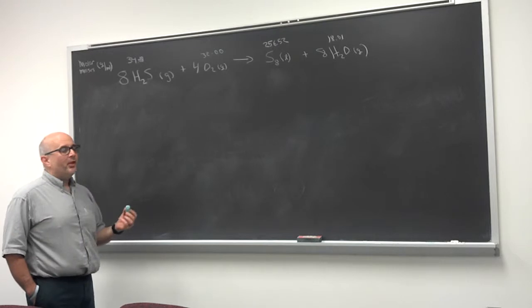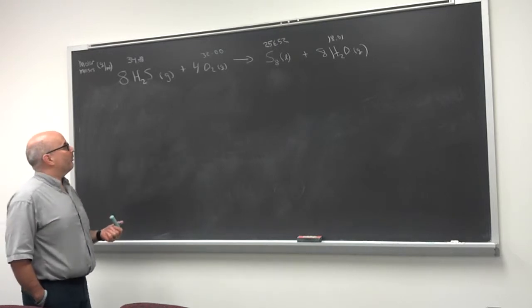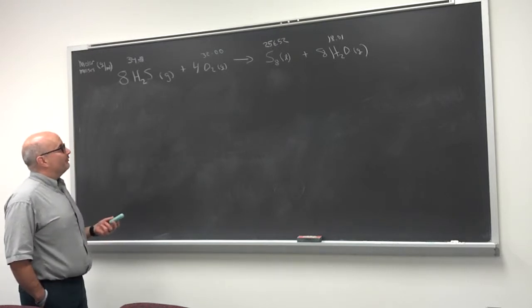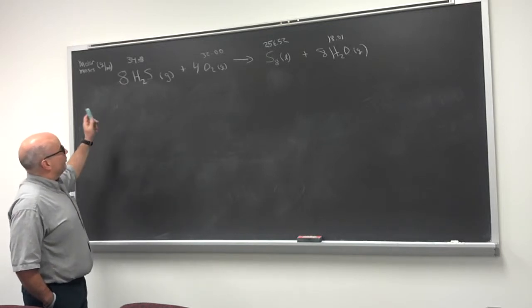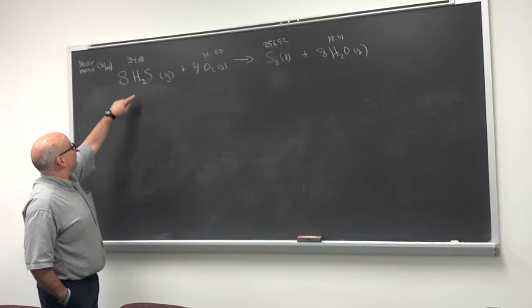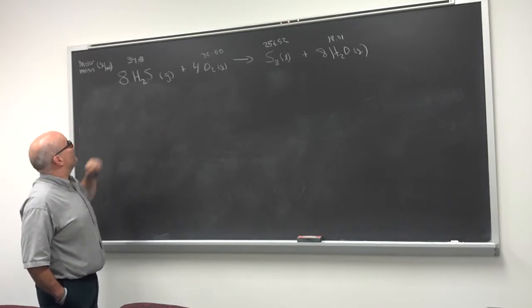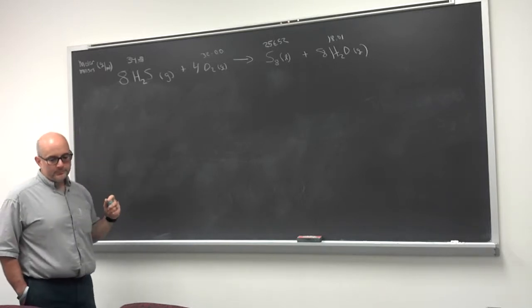Now the first thing I usually do with some of these problems is just figure out the molar mass of everything and maybe write them above each compound. So that's what those numbers are. For example, the molar mass of H2S you should be able to calculate is 34.08 grams per mole.